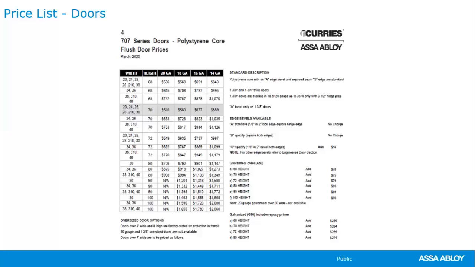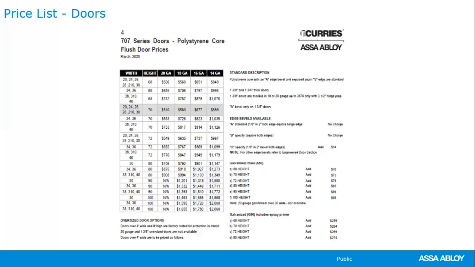If you look at this page here, it shows you the 707 polystyrene core base price door. You'll see the chart to the left. It shows your width and your height. So you go from 6'8" all the way up to 10-foot tall doors. You'll see these doors available in 20, 18, 16, and 14 gauge. Take note of the 20 gauge. You will see at the very bottom of the chart some of those sizes. Anything over 8.0 in 20 gauge is not available.